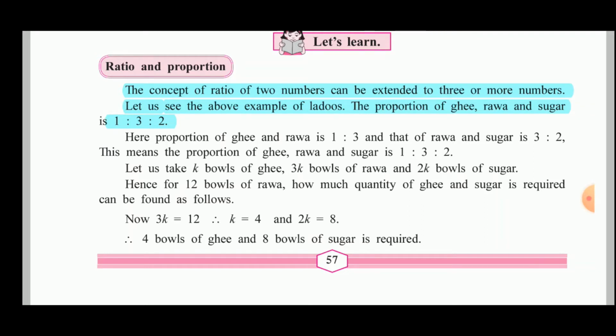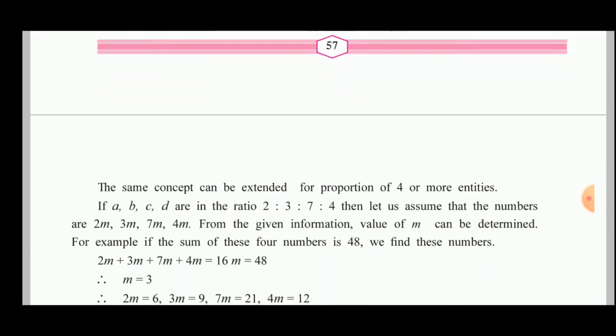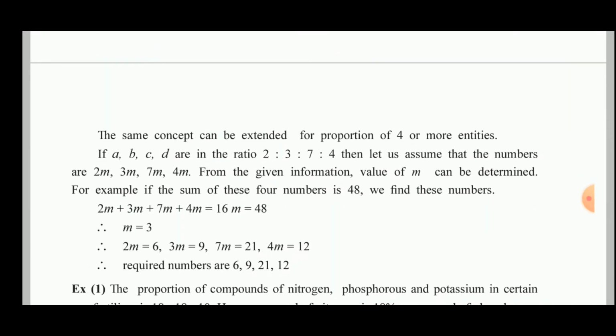With this in mind, the same concept can be extended for proportion of 4 or more entities. Let A, B, C, D be in the ratio 2:3:7:4. Then let us assume that the numbers are 2m, 3m, 7m and 4m, where m is the common multiple. For example, if the sum of these four numbers is 48, find out these numbers.